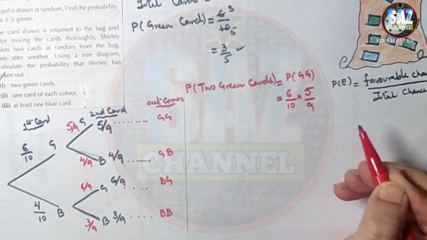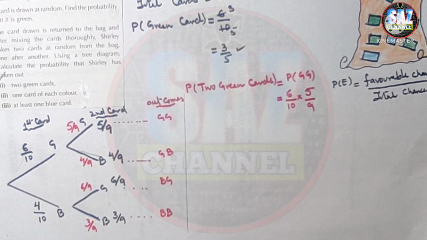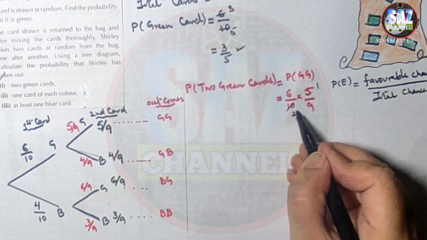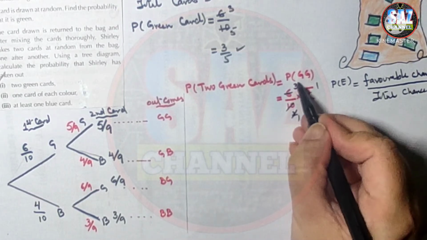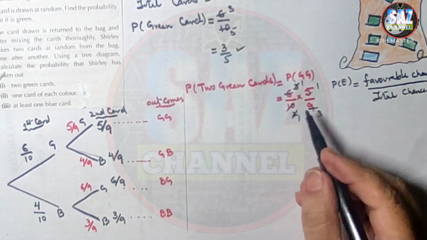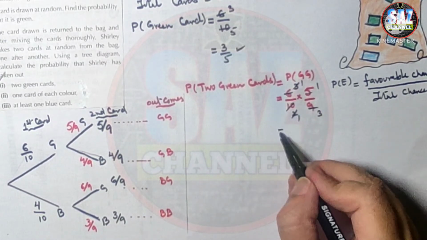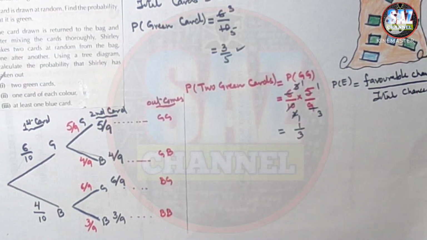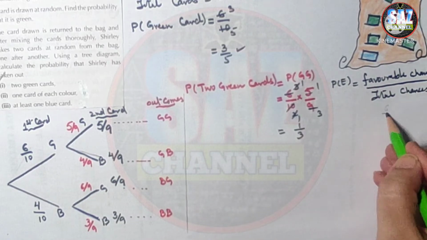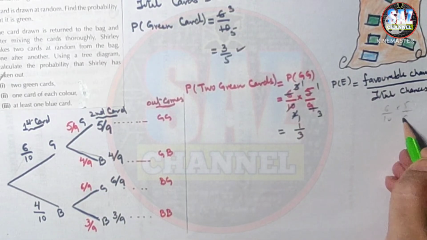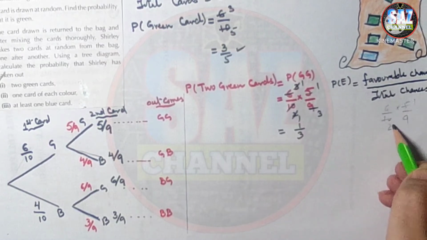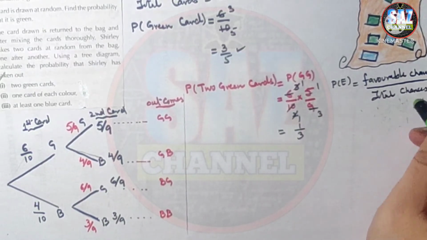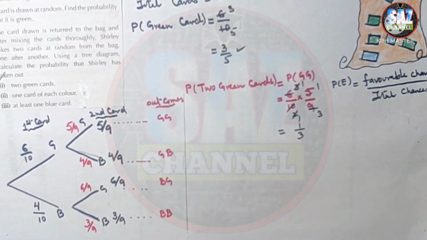and this will give me, I have to go for the simplification, 5 ones are 5, 5 twos are 10, 2 ones are 2, 2 threes are 6, and 3 ones are 3, and 3 threes are 9, and this will give me 1 by 3 chances. Let me confirm my working over here. 6 by 10 multiplied by 5 by 9, this is 5 ones are, 5 twos are, 2 ones are, 2 threes are, and 3 ones are, and 3 threes are. So there are 1 by 3 chances for picking up 2 green cards.